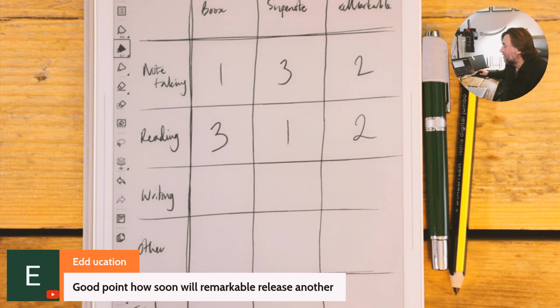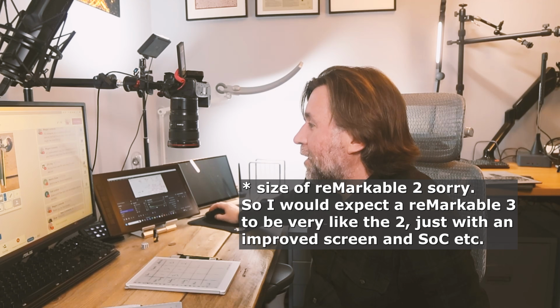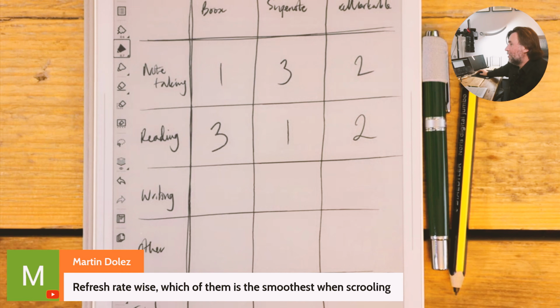Lovely to read that. I think they'll do a reMarkable 3 in autumn. And I hope it will just be an upgrade from the reMarkable Pro, that kind of size, black and white, Wacom, that'd be great. Which is the smoothest when scrolling? That would be the Boox, yep, for all of them. The Boox have got managing an e-ink screen down. They really have done very well with that.